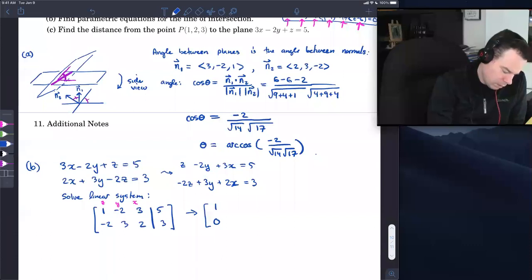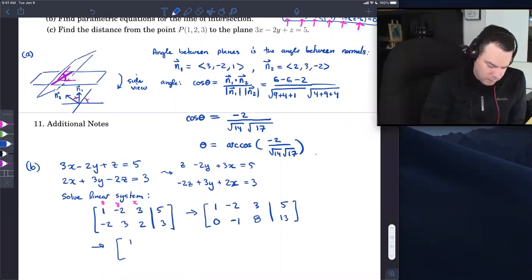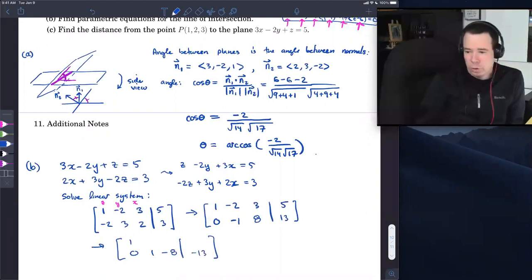So 2 times -2 is -4, added to 3 is -1. 2 times 3 is 6, plus 2 is 8, and 2 times 5 is 10, added to 3 is 13. And then at this point, maybe I'll write down the second row as this. I'll just multiply through by -1. That puts a 1 there in the y position of the second row.